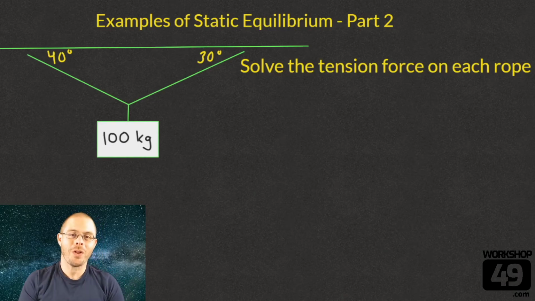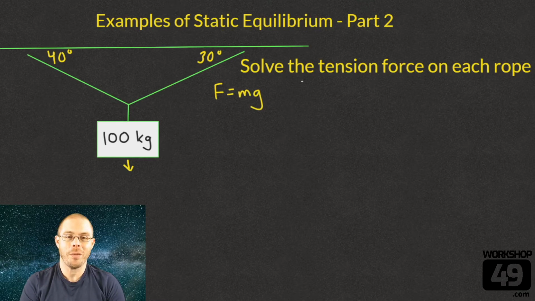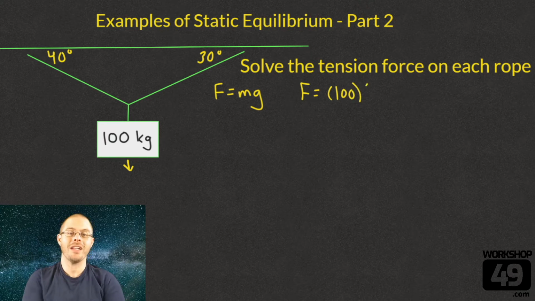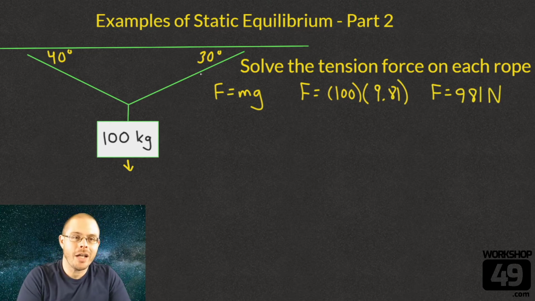Hey everyone, welcome to the second example of static equilibrium. In this one we have a 100 kilogram mass supported by two ropes. We've been given the angles and we've been asked to solve the tension force on each rope. We start off by finding the gravitational force of this block pushing down. Force of gravity is no problem, it's just mass times gravity, and we get 981 newtons. That's the force that's pulling down.